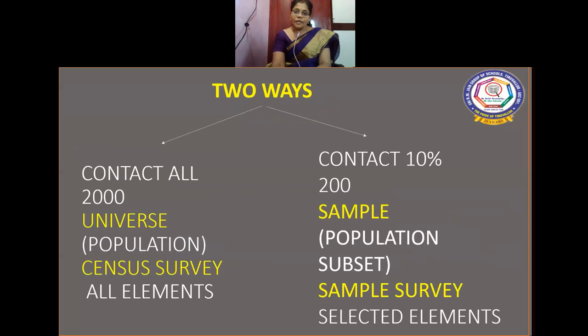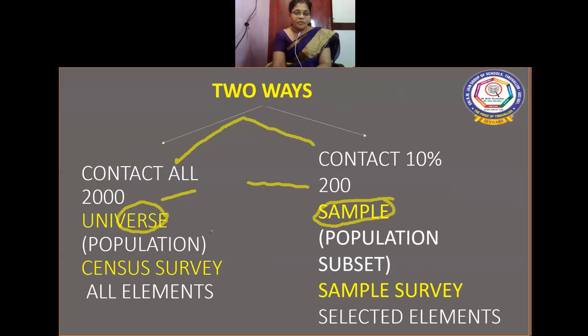Now, in short, we have two ways before us. One is we contact all, that is called the census. Another way, we contact only 10%. What is the difference between census and sample? Here we have to contact 2000 students, but here we are going to contact only 200 students. Here on the whole it is called universe, all the elements, and here it is called sample because only selected elements are there.